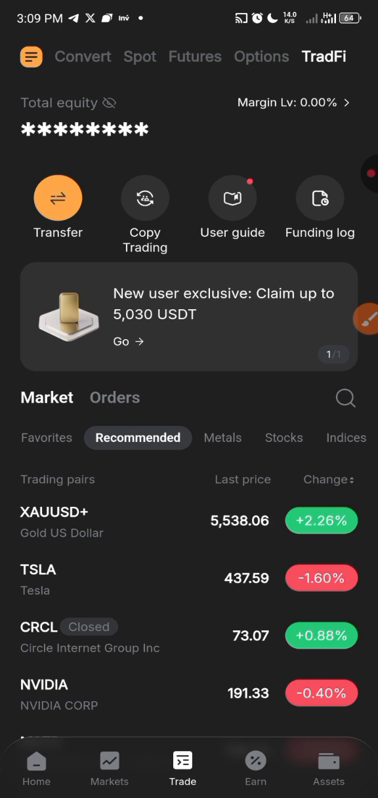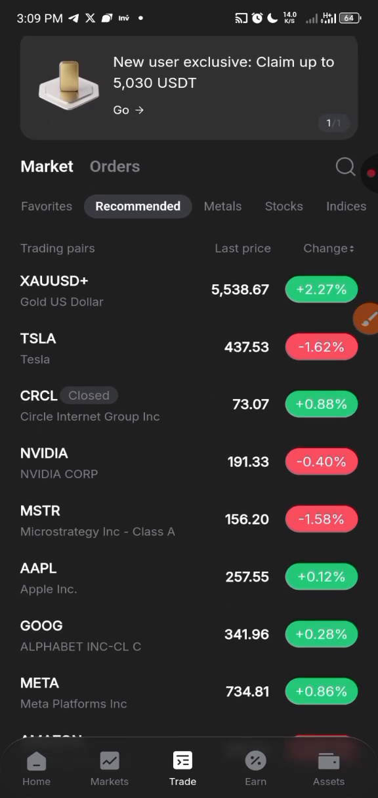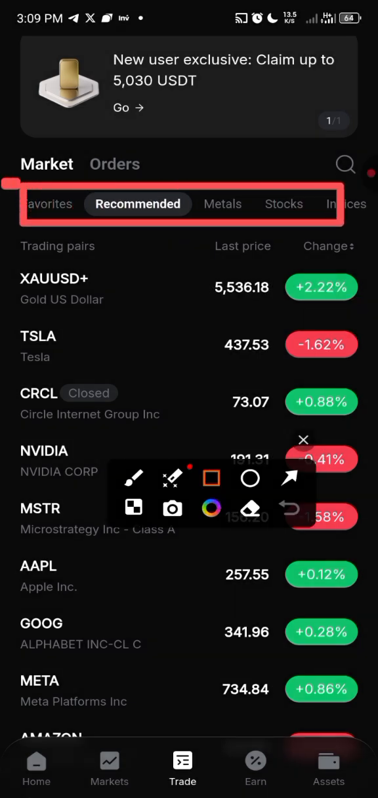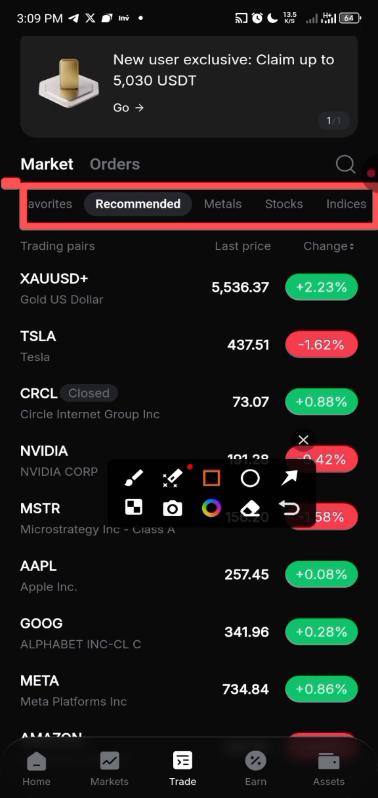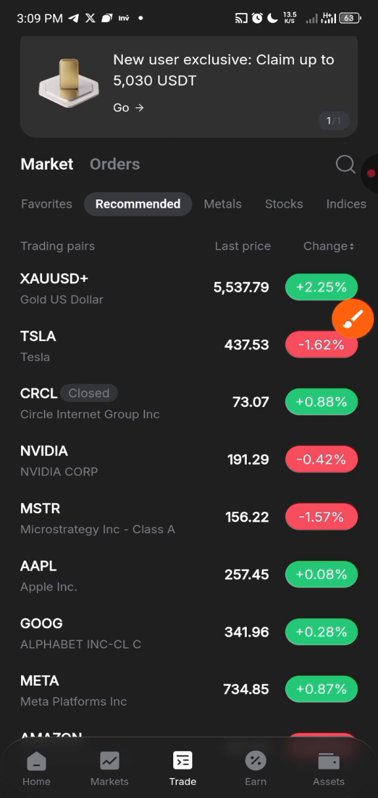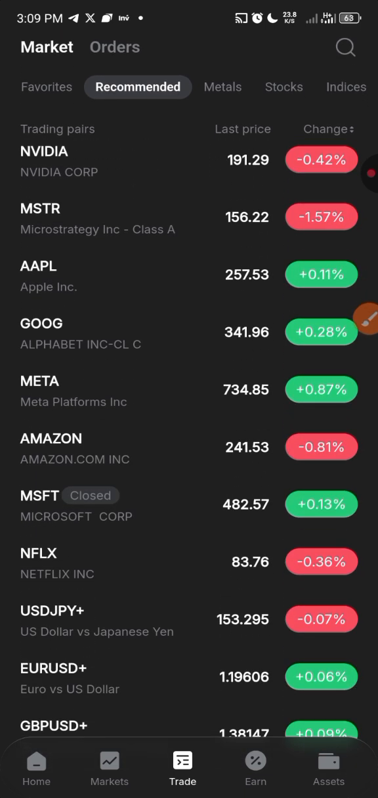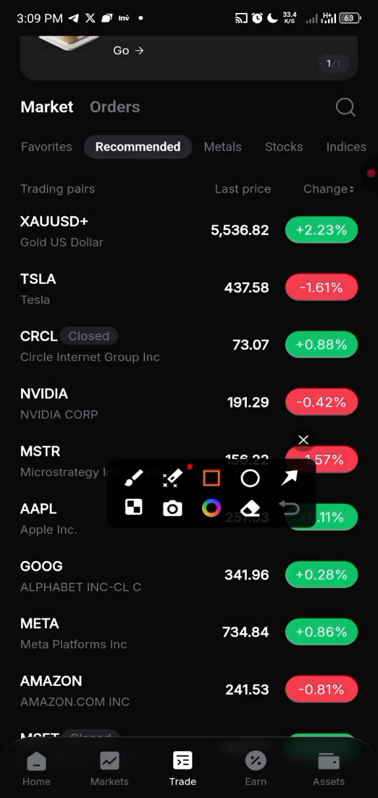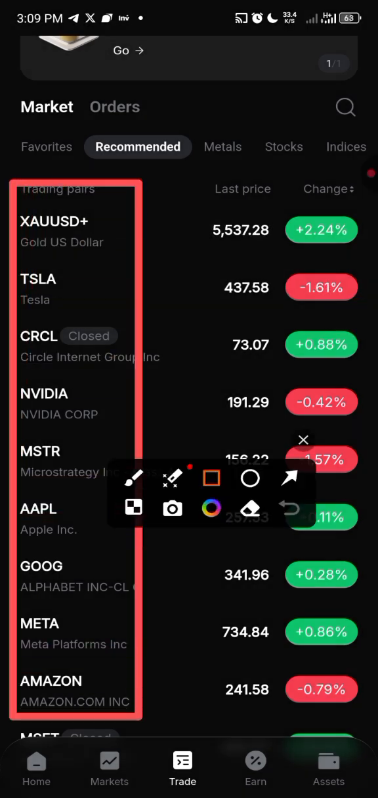Now, how does it work? If I just scroll up a bit like this, you can see this section right here. You can see favorite, recommended, metals, stock, indices, and all of that. So this is where the trading happens. Now, the recommended are the ones that they are recommending for us. You can see right here, there are a lot that you can trade.